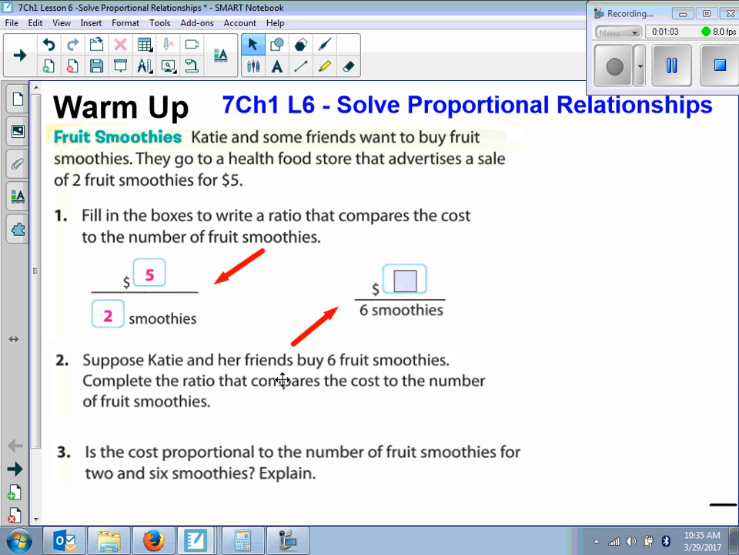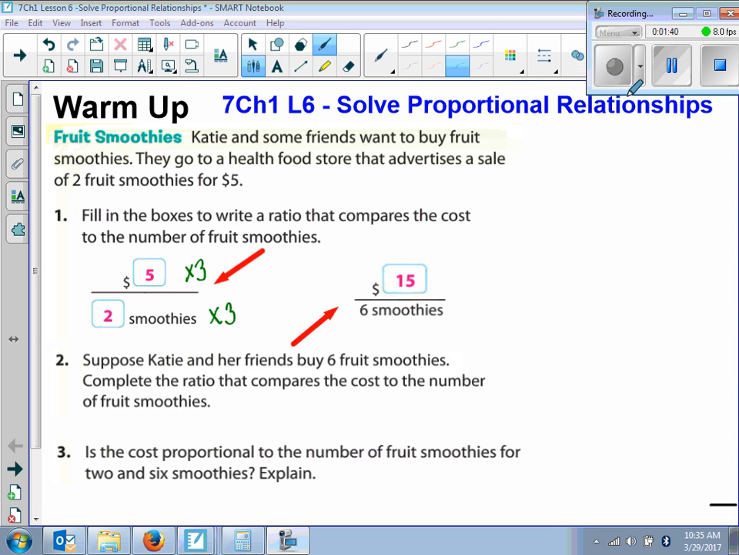So now, if I'm getting 6 smoothies, how much is that going to cost? $15. And the way we get that, very good, we're going to multiply times 3 here to get 2 to 6. And if I multiply times 3 in the denominator, I have to do that in the numerator. Very good. So that's going to get us $15 for 6 smoothies. Got it? Now, is the cost proportional to the number of smoothies for 2 to 6 smoothies?